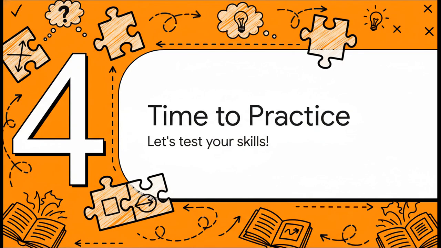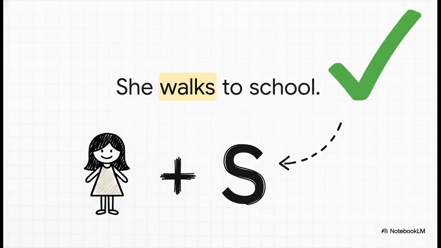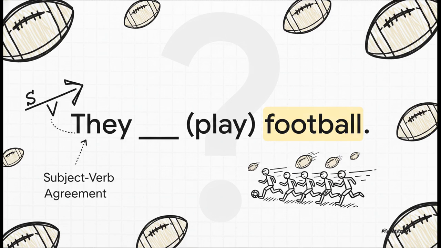Okay, believe it or not, you now have all the main tools you need to solve this grammar puzzle. So how about we put them to the test? I'll show you a sentence, you think of the answer, and then we'll check it together. You ready? Okay, first one up. She, and the verb is walk, to school. Take a second. What do you think it is? She walks to school. Exactly. Because our subject is she, that verb needs the S.